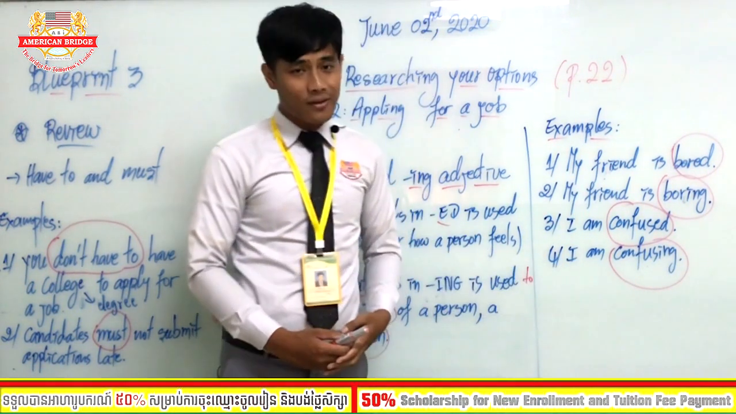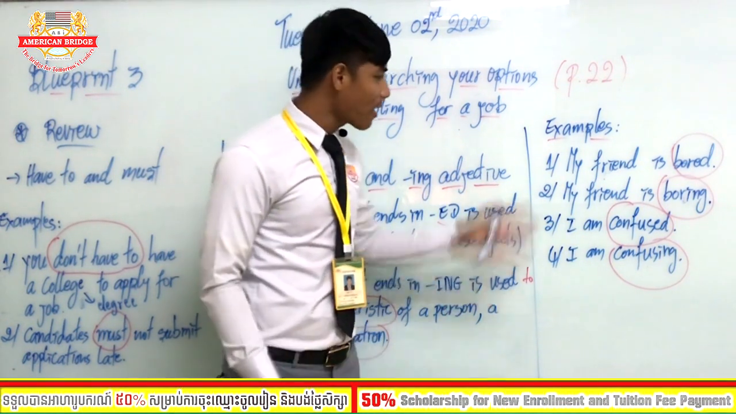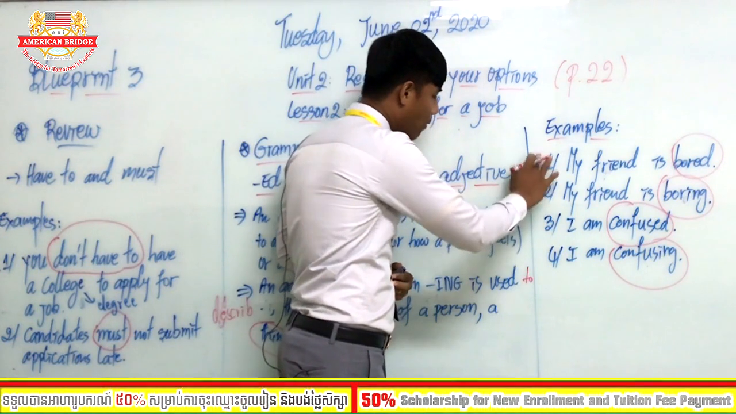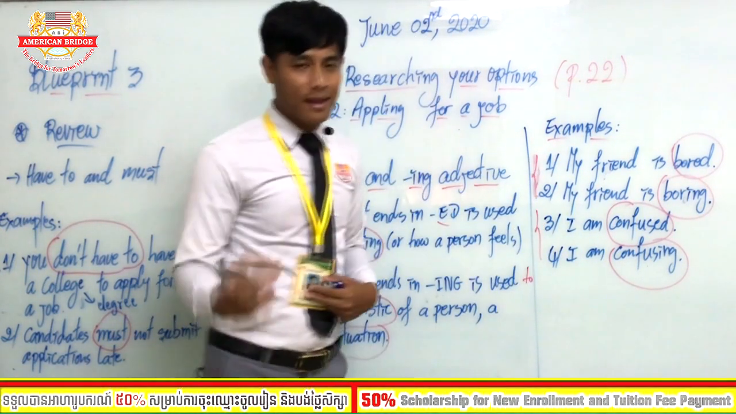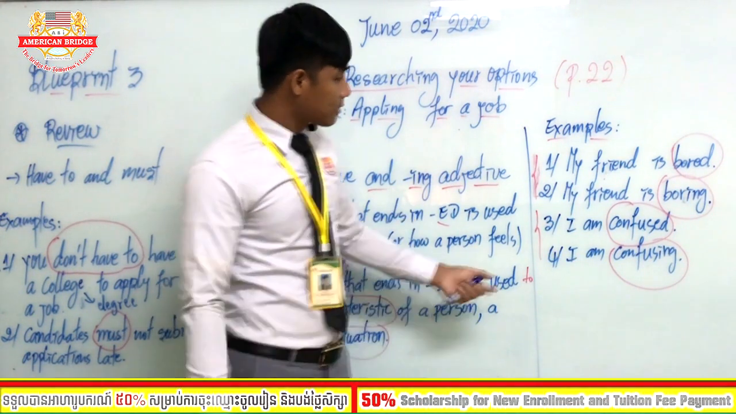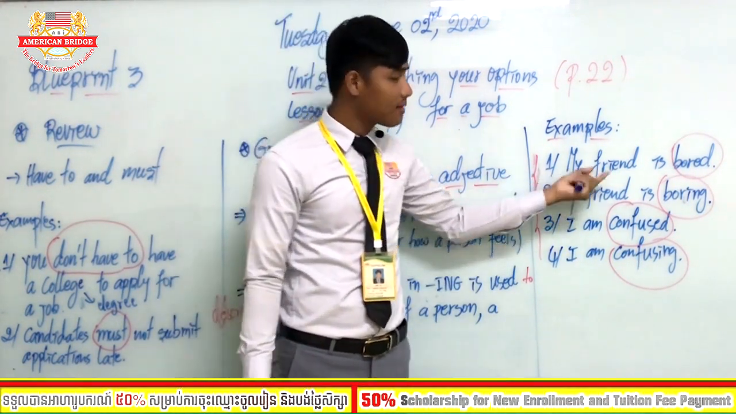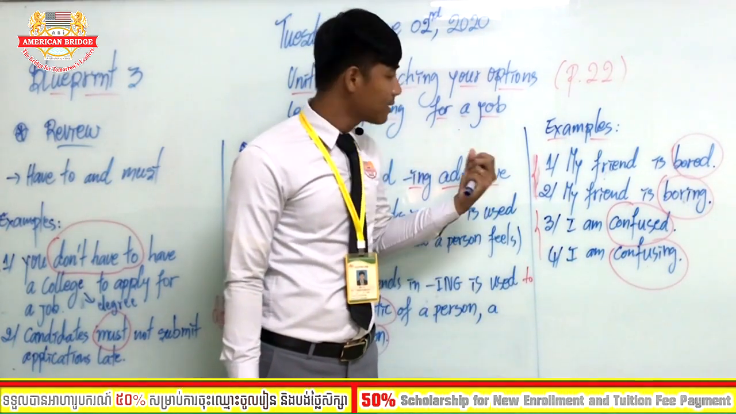I am confusing. Okay. So what are the differences between these, everyone? Let's see: 1, 2, 3 and 4. Okay, let's see these two sentences first. Number 1, my friend is bored. My friend is bored. Bored, right?